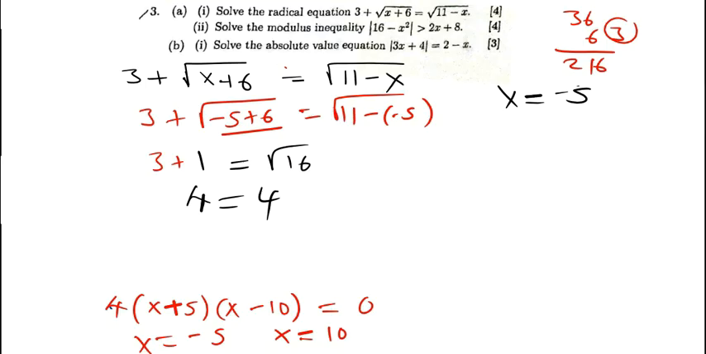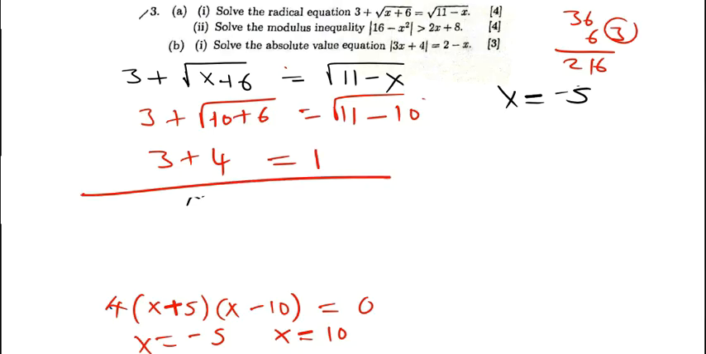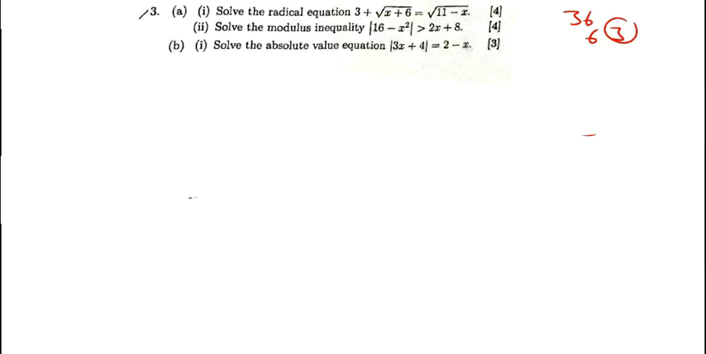You can apply the same concept and try out substituting 10. So 10 plus 6, 11 minus 10, 3 plus 4 cannot be equal to 1. So this is not a solution. So we discard that one and only remain with x equal to negative 5 as the only possible solution to our radical equation. And that's how easily you can handle a radical equation.